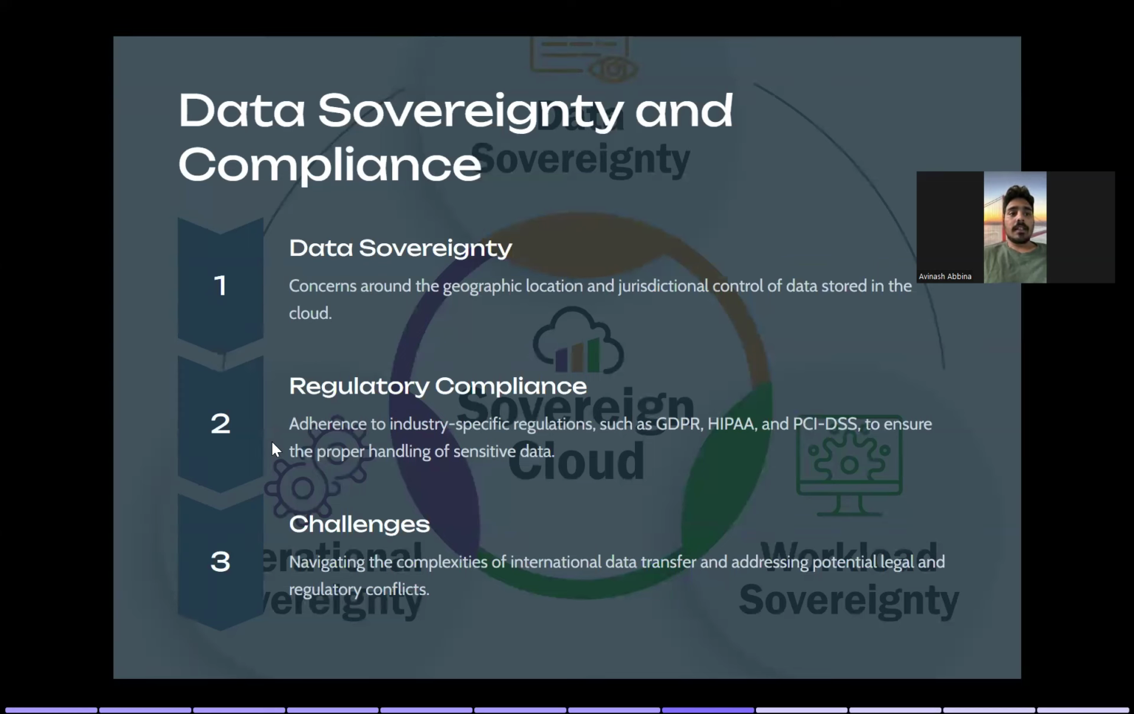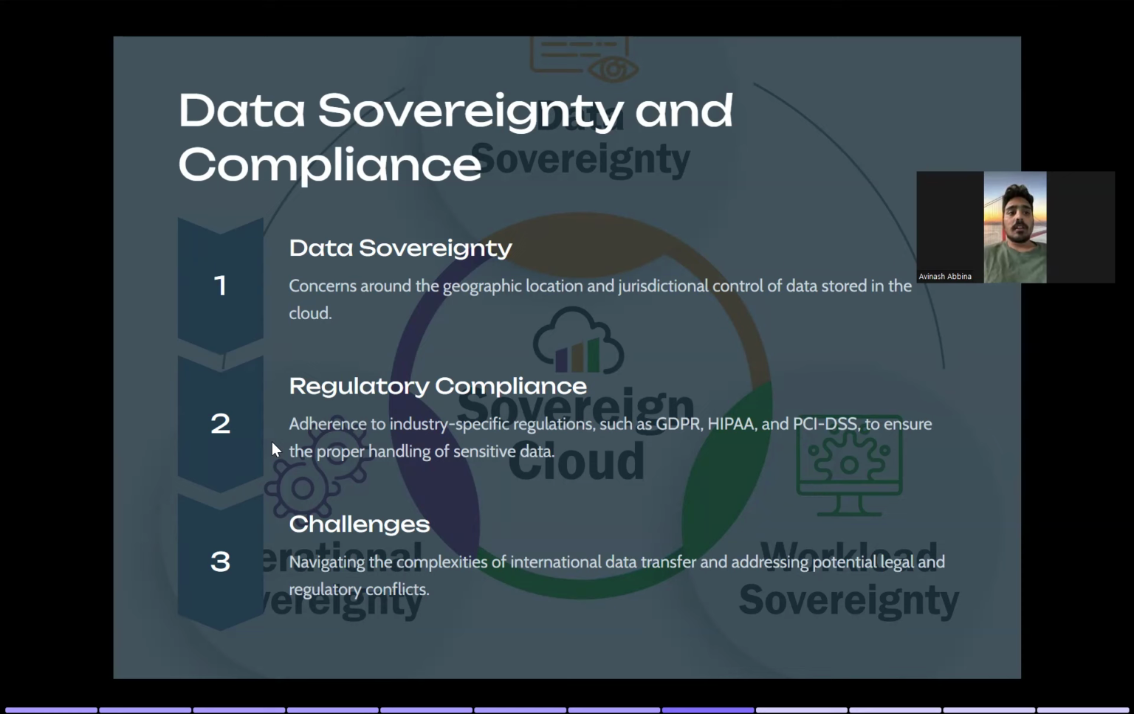The second is regulatory compliance. This means the adherence to industry-specific regulations such as GDPR, HIPAA, and PCI DSS to ensure proper handling of sensitive data. This again refers to following the specific rules set by the government of the area to ensure the proper handling of the sensitive data.